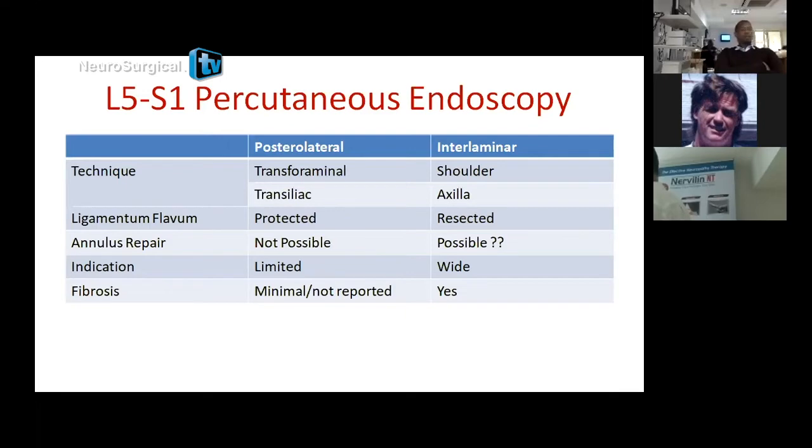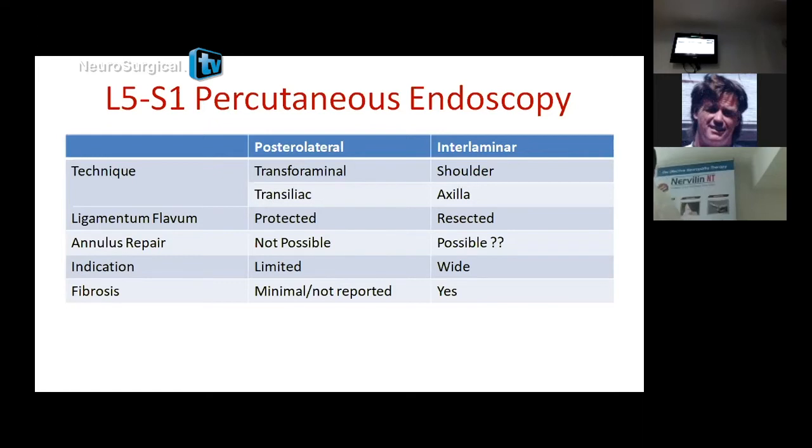The techniques' differentiation is this. Ligamentum flavum is protected, or is resected. Annulus repair is not possible. They say it is possible, but according to me, annulus repair is not possible with interlaminar either. Just annular sealing is possible. I'm going to tell about it. Indications are wide, because you can do any operation, especially now.